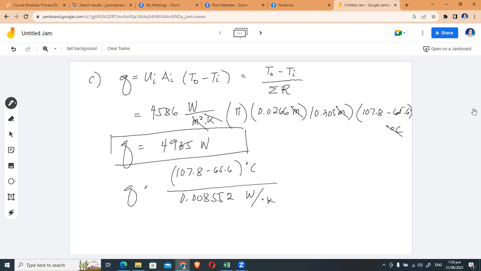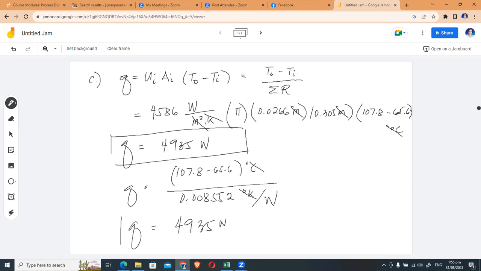Oh wait, that's not the set of units for your resistance. If our unit should be in watt, then this summation of resistances should have a unit of degree Kelvin or degree Celsius per watt. So we can cancel this, and what goes up is the watt. So your answer would still be the same.